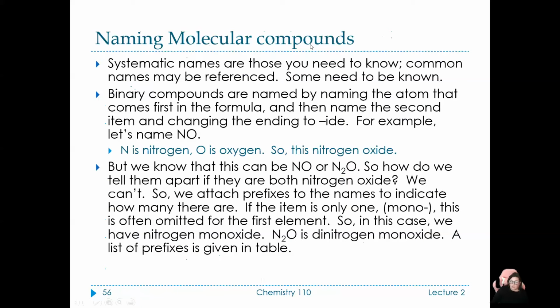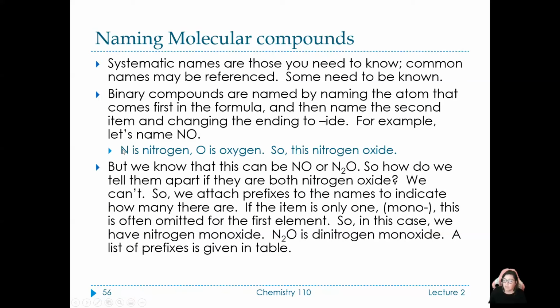Naming molecular compounds. So we named the ionic ones. Now we got to name the molecular ones. Systematic names are those you need to know. Common names may be referenced. Some need to be known. Now, a systematic name says that we're going to talk about things with prefixes on them to tell us the number of them. So binary compounds are named by naming the atom that comes first in the formula, and then name the second item and change that to ide. So just like we did before.